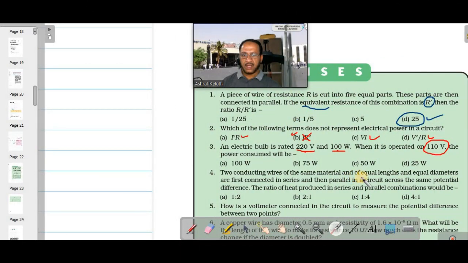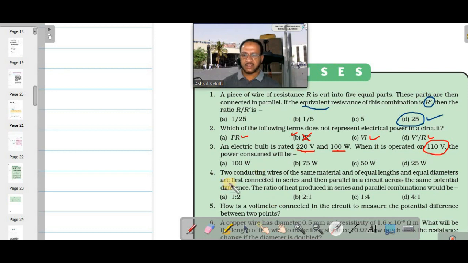Fourth question. Two conducting wires of same material and equal length and equal diameters are first connected in series and then in parallel in a circuit across the same potential difference. The ratio of heat produced in series and parallel combination would be. This is also an important question.